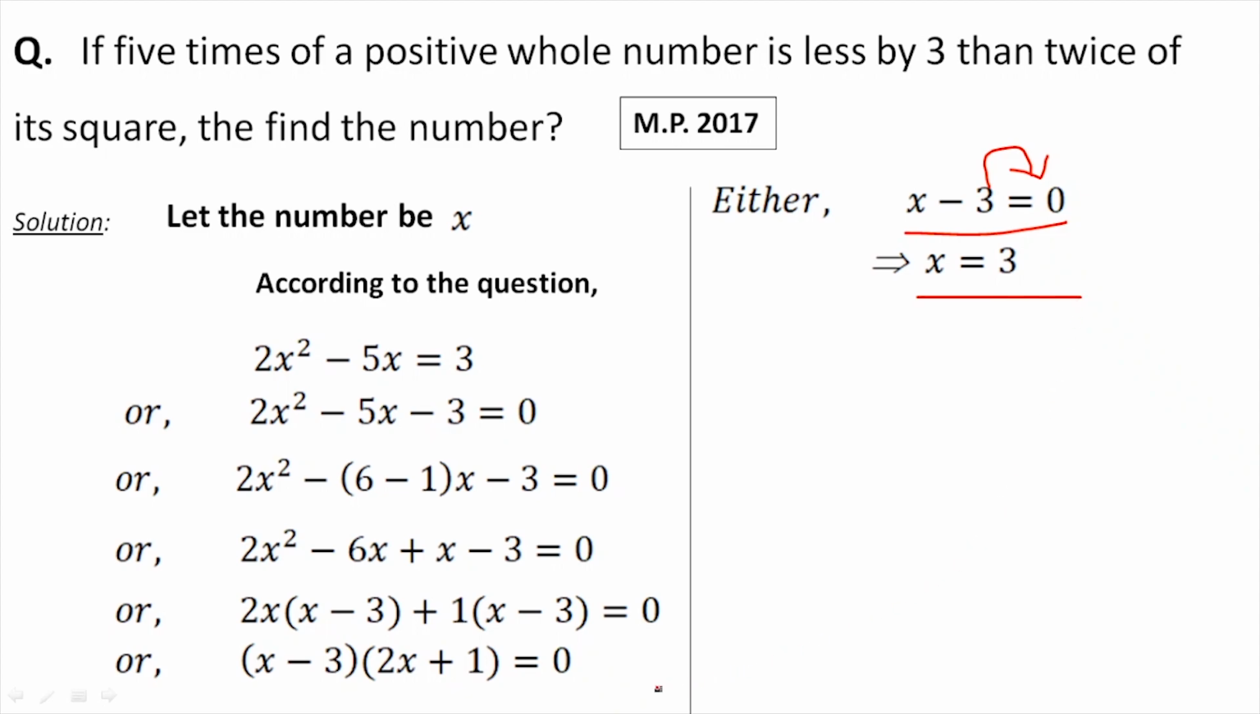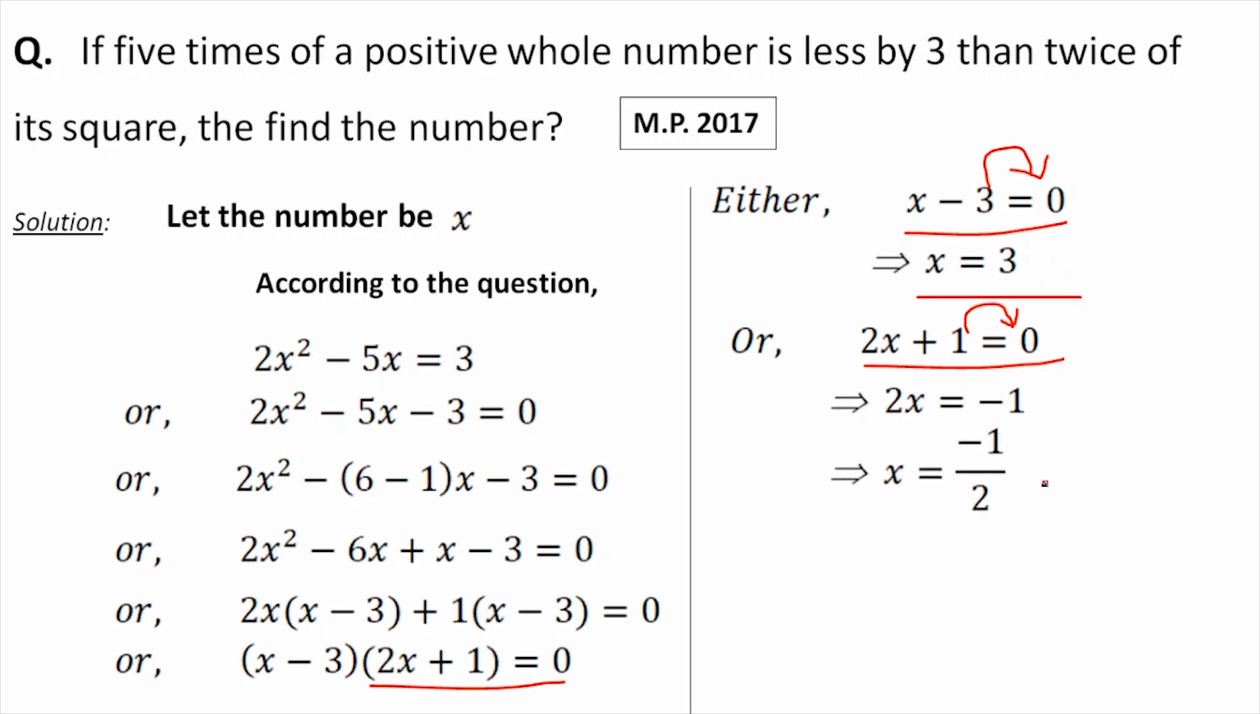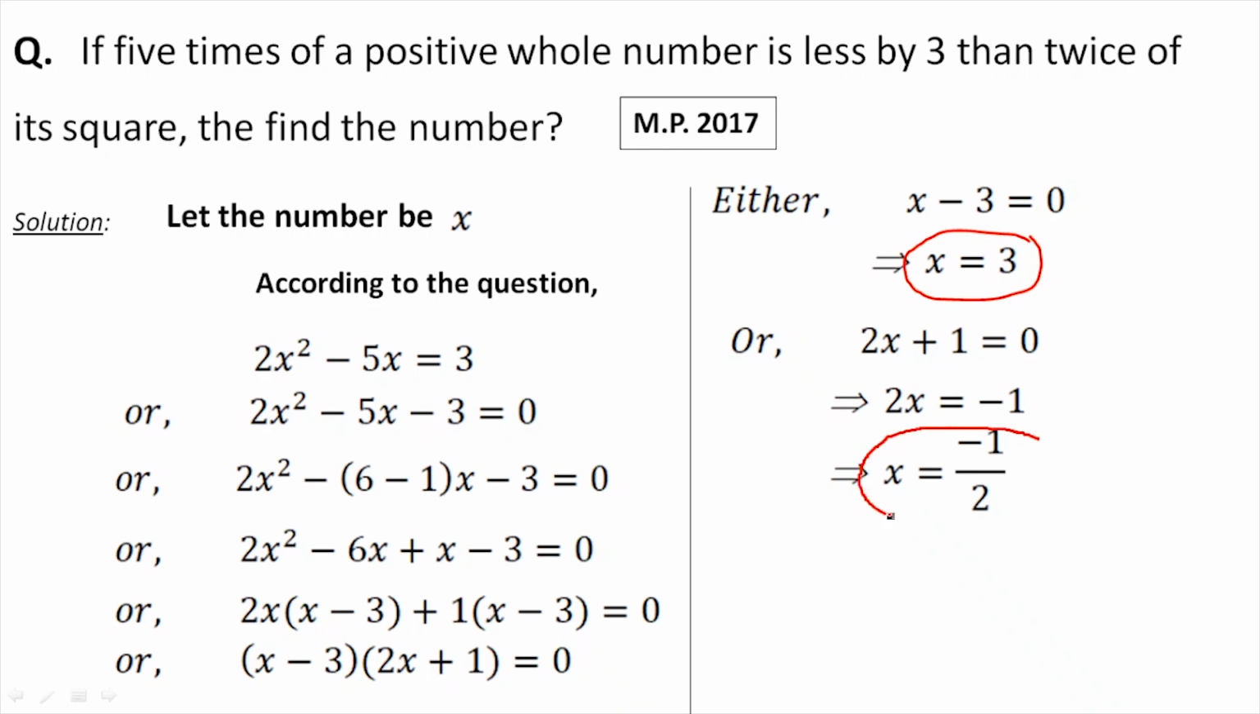But this is not the only case, we must see the other case also. Or 2x minus 1 is equal to 0, we'll take 1 onto this side, so we'll get 2x is equal to minus 1, and taking 2 onto that side, we get x equal to minus 1 by 2. So what are the two values of x? We are getting x equal to 3 and x equal to minus 1 by 2.